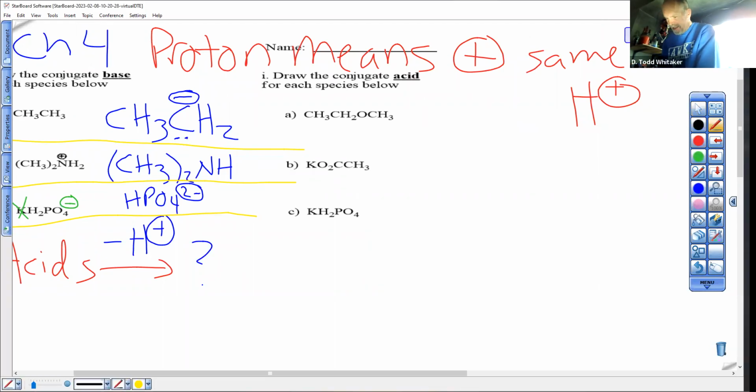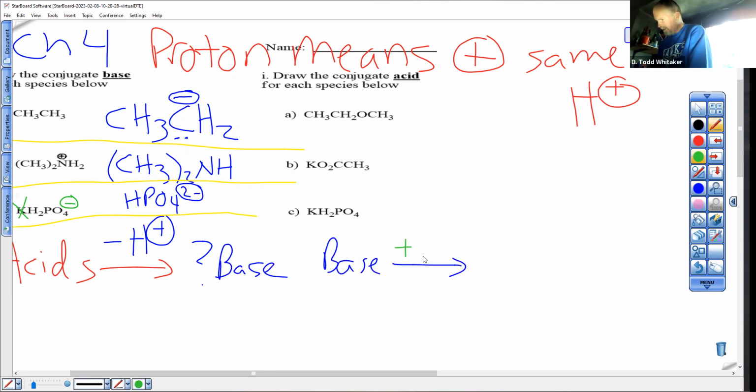Before, we had an acid and we had to come up with the base. Now we're starting with the base and giving it a proton to make the conjugate acid.